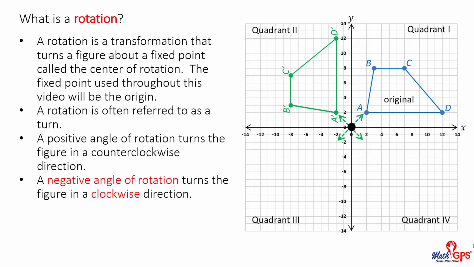Original quadrilateral ABCD is rotated about the origin negative 270 degrees to create quadrilateral A', B', C', D'. A negative clockwise 270-degree rotation about the origin produces the same image as a positive 90-degree rotation about the origin.